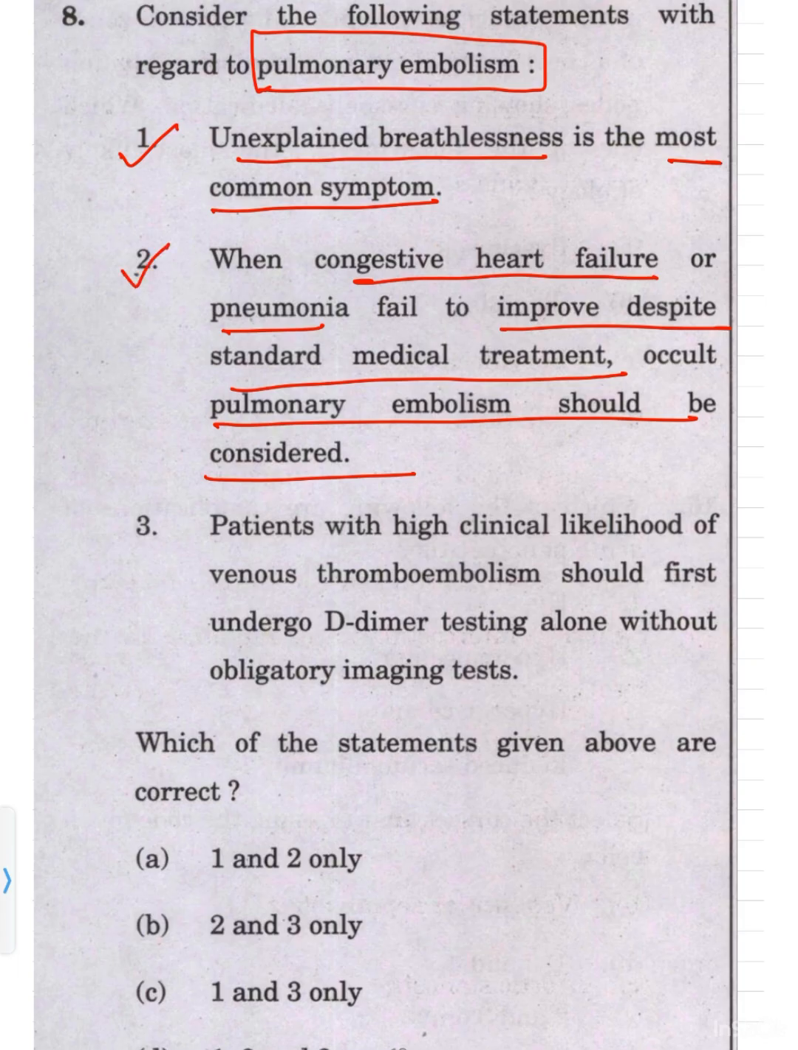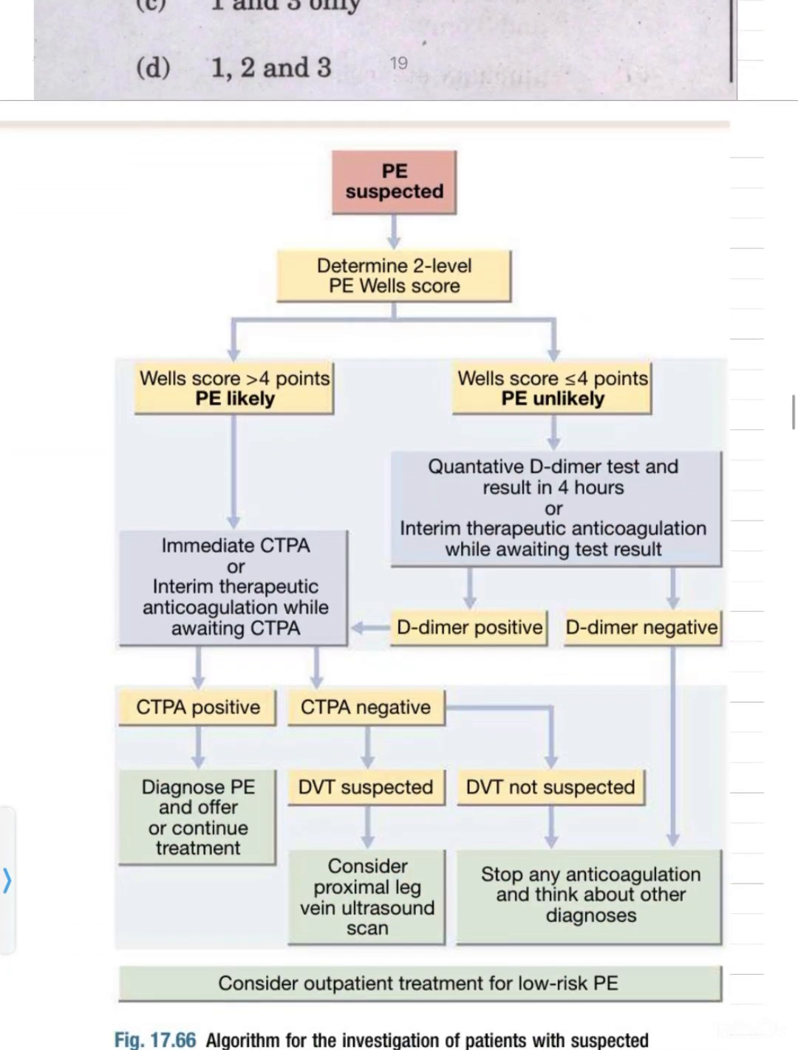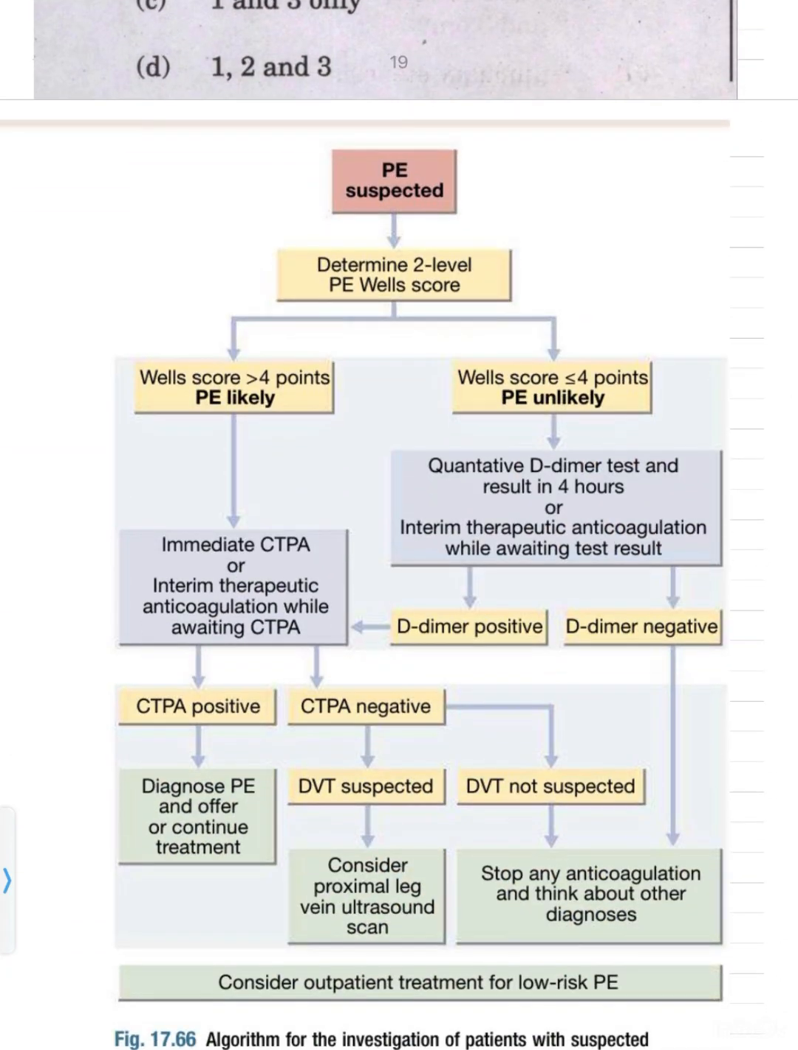The patient with high clinical likelihood of venous thromboembolism should first undergo D-dimer testing alone without obligatory measures. This is wrong. This is to be done if the likelihood is low. So coming to the pulmonary embolism, we have seen how we have to treat it.